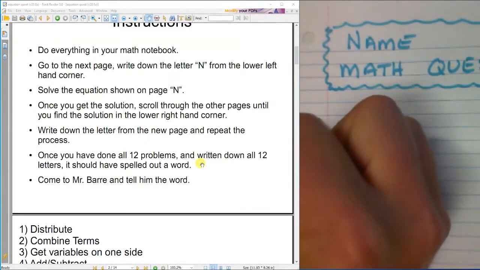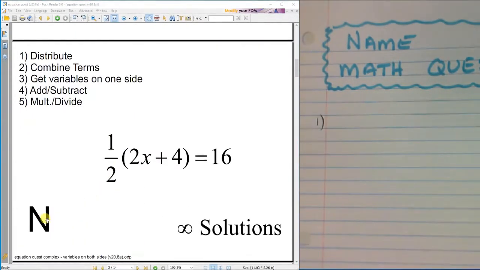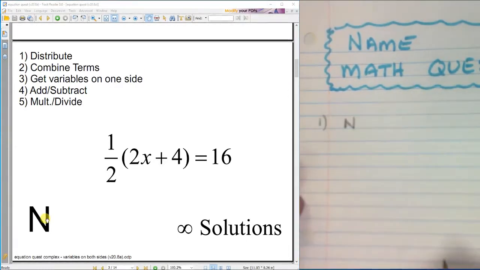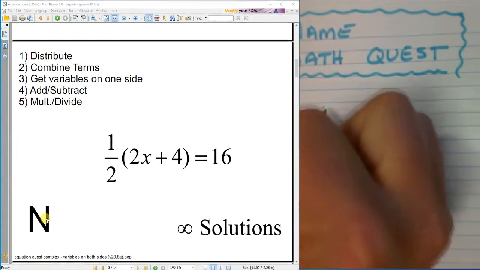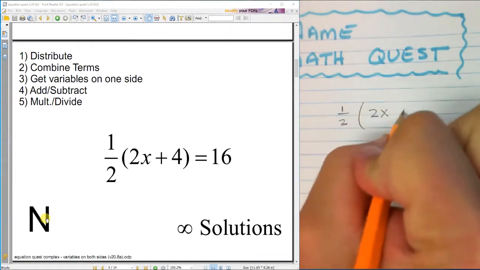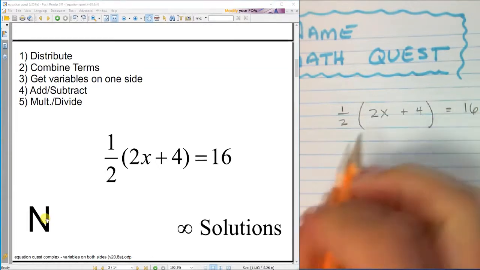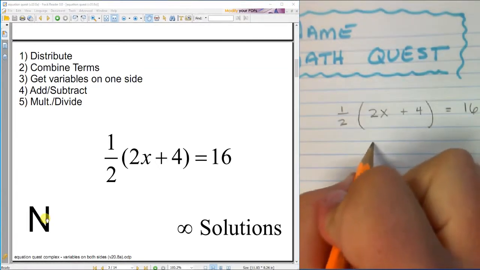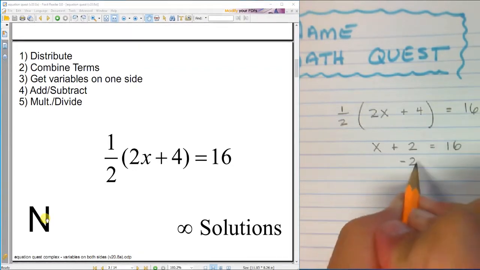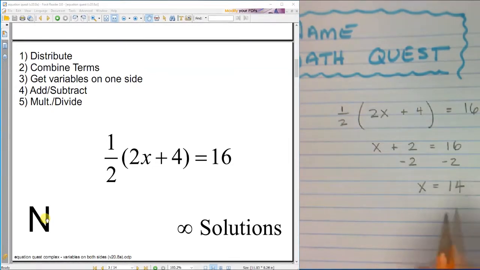So I go to question number 1, which is right here. My letter is N. I write down my letter. Now I'm going to solve this equation: 1/2 (2x + 4) = 16. Half of 2 is 1, so I have x + 2 = 16. Subtracting 2, x = 14. I have the answer.